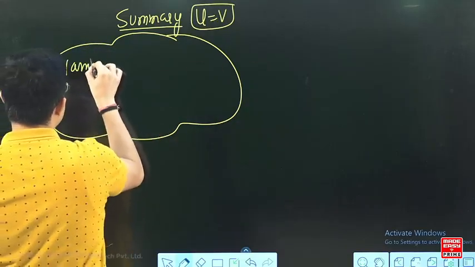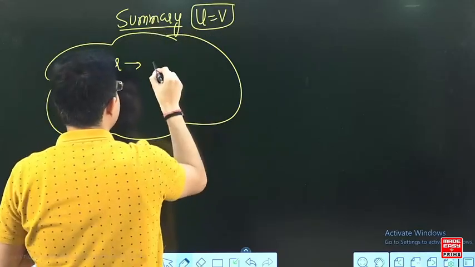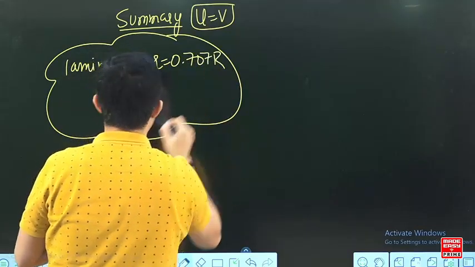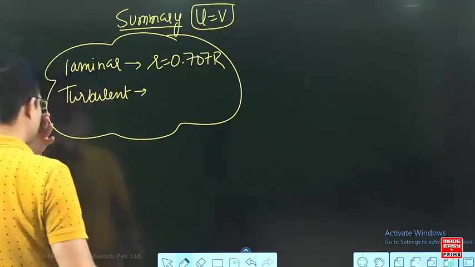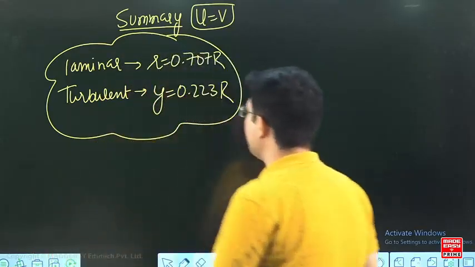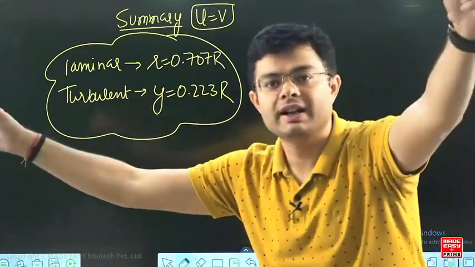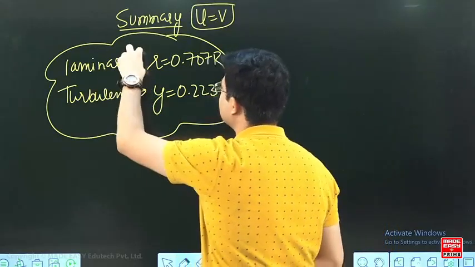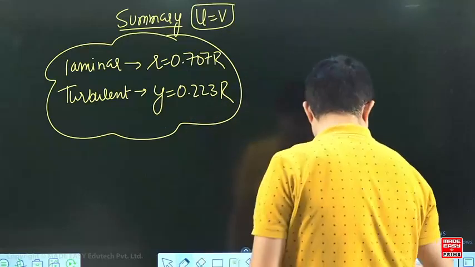So for laminar flow through a pipe, the location of the point where U becomes equal to V is actually R is equal to 0.707 of R. And for turbulent flow, my dear students, Y is equal to 0.223 of R. Are we clear? Yes, sir. Please remember this. The only thing to notice here is that this is the distance from the center of the pipe, and this is the distance from the pipe wall. Please remember for the objective paper.